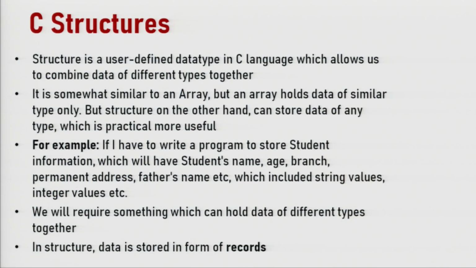So, what will we do? We will declare a structure whose name will be student, and within the structure we will declare the members, or the attributes, of the student. So, we will require something which can hold the data of different types together. In a structure, data is stored in the form of records.